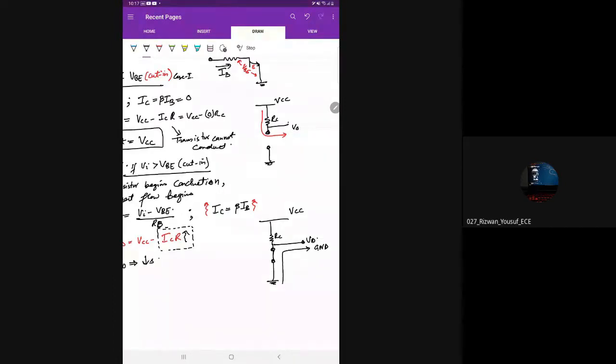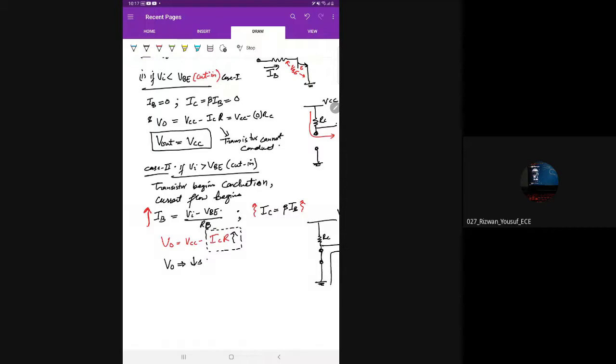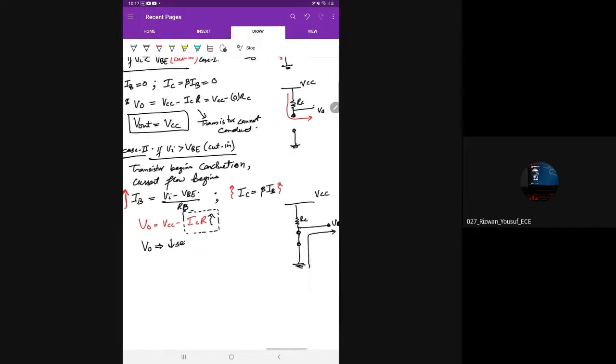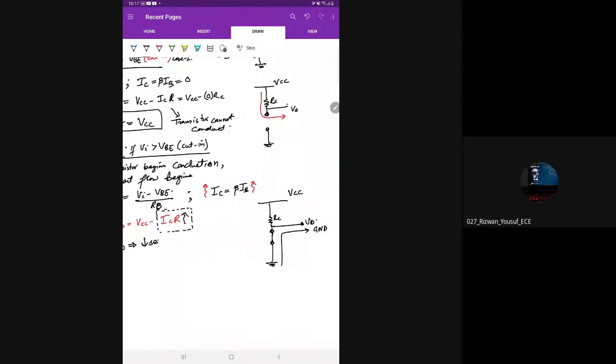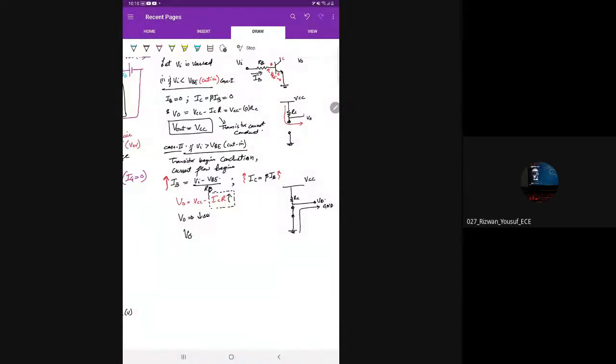If input is very high, अगर इनपुट काफ़ी ज़्यादा हुआ और बेस करंट भी बहुत ज़्यादा उससे होगी, then IC will be very high, and it can go to saturation region even. जब IC बहुत ज़्यादा होगी, आउटपुट बहुत कम होगा. How much less it can be? If current is very high, output can be virtually equal to zero. So in that case now, V output is small, or I can say zero.